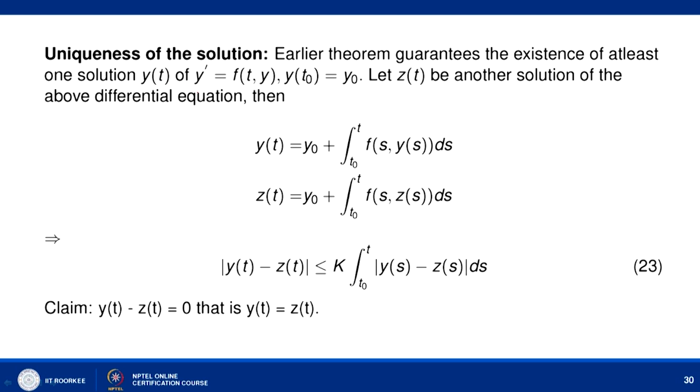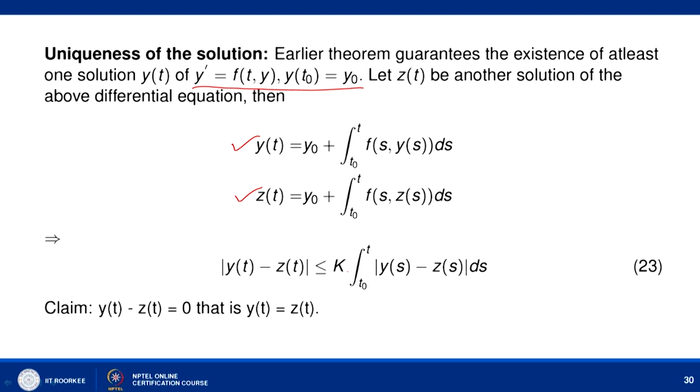So, it means that we have one solution of this. Now, to show that it has a unique solution, let us assume that we have one more solution, call that z(t). So, let z(t) be another solution of the above differential equation. So, y(t) is a solution means this equation is true, z(t) is a solution means this equation is also true.